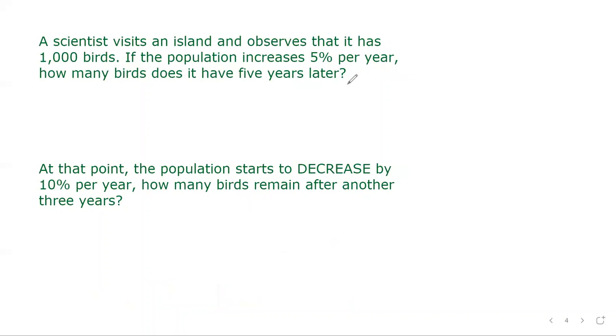All right, the one we looked at a minute ago. A scientist visits an island and observes that it has 1,000 birds. If the population increases 5% per year, how many birds does it have 5 years later? Okay, so let's use, and I'll just jot it off to the side here, here's our basic exponential form. So we know our starting point. We start with 1,000 birds.